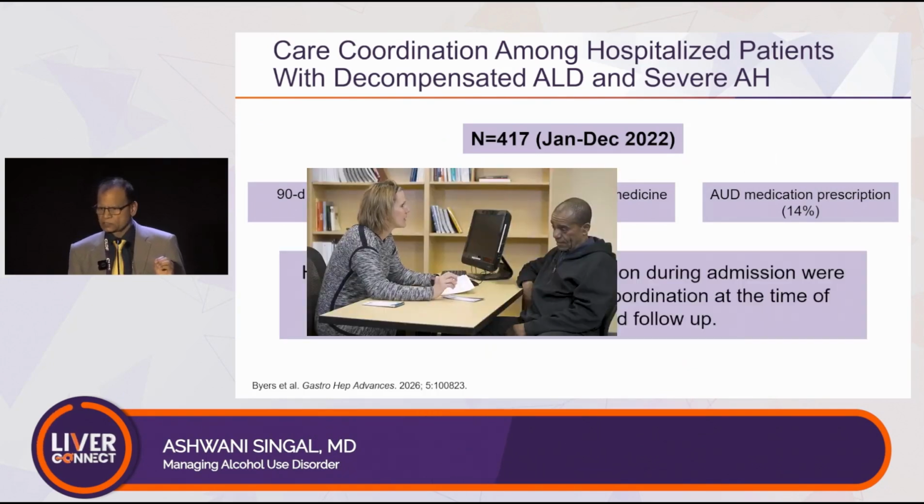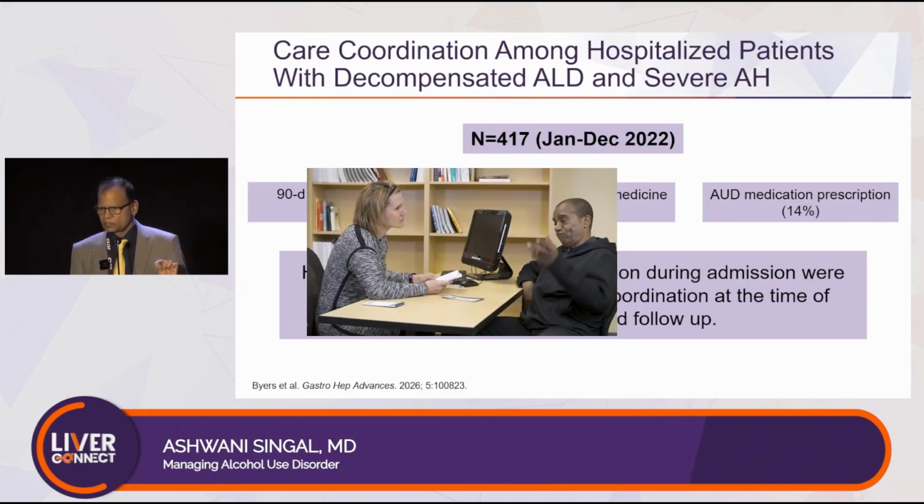So PUFA is something which can be, especially in early stage liver disease, a dual target. What about hospitalized patients? I showed you the data on the very low rate of AUD treatments in this population.